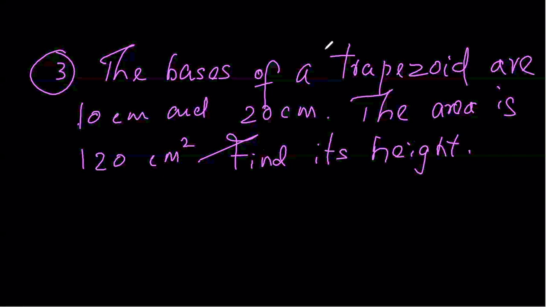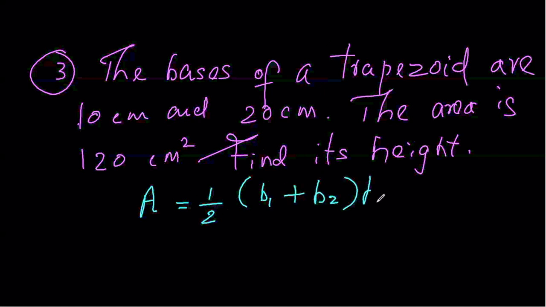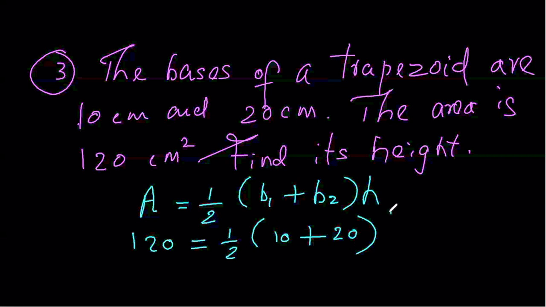So, area of a trapezoid is 1/2 base 1 plus base 2 times height. Area is given, it is 120. So, 120 equals 1/2. The bases are 10 and 20. So let us take B1 as 10 and B2 as 20. Height is missing.